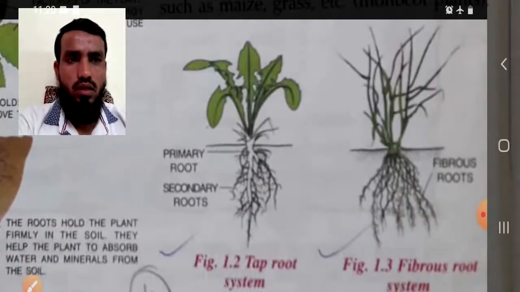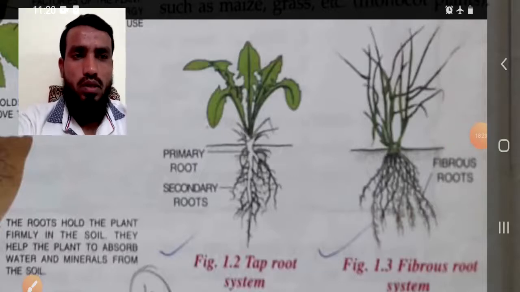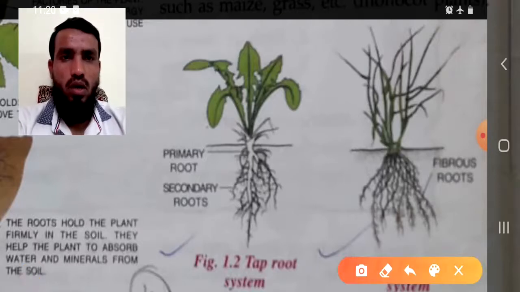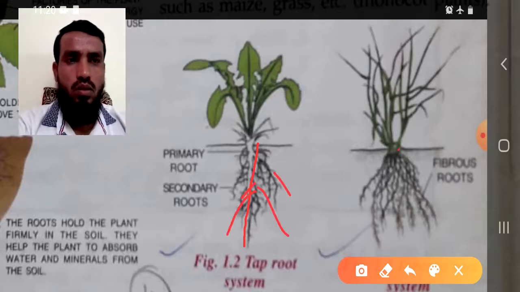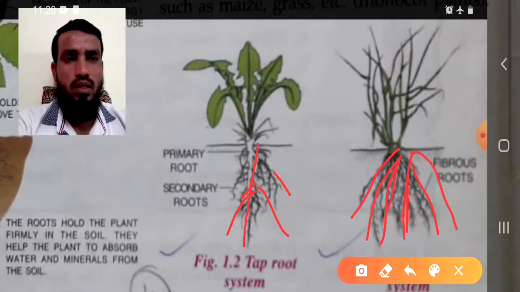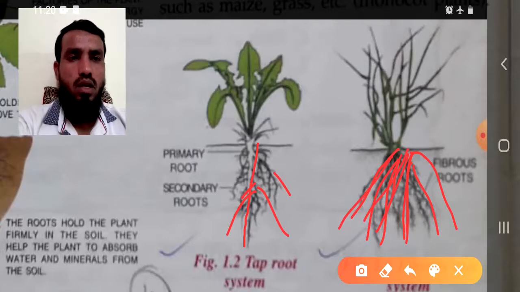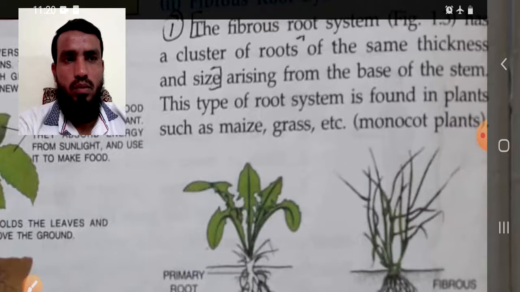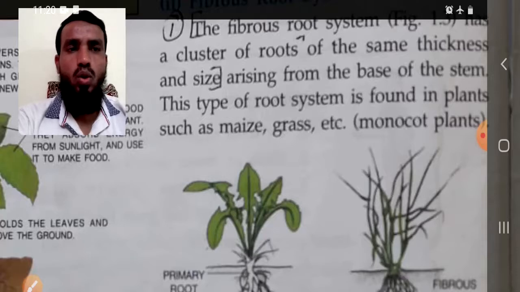That is why it is called fibrous, and you can easily understand the difference between the tap root system and the fibrous root system. In the tap root system we talk about a main root, then sub roots, but in the fibrous root system it's a cluster of roots of the same size and same thickness. It's a bunch of roots arising from the stem. So this is the basic difference between the tap root system and the fibrous root system. The examples of plants having this kind of system are maize, grass, etc., which are called monocot plants.